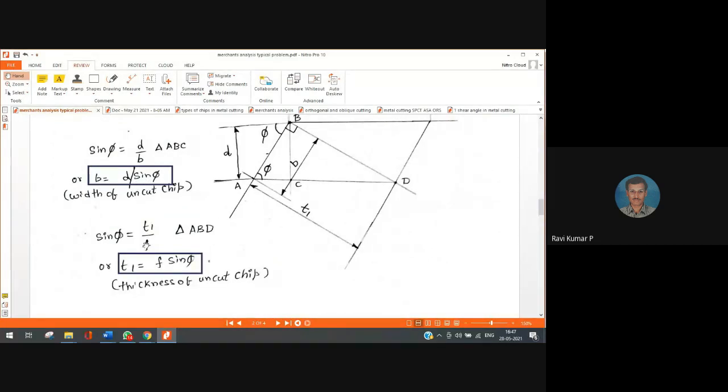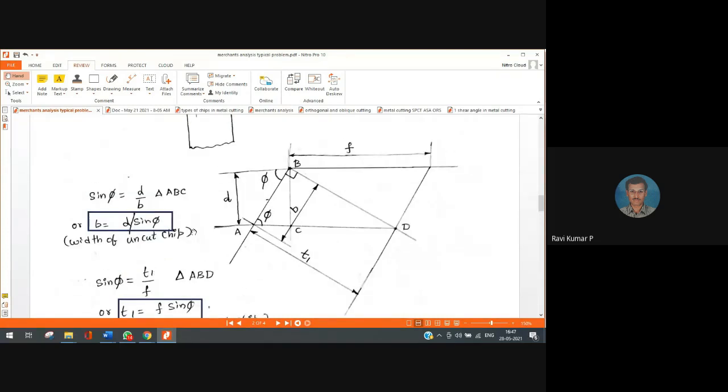B is equal to D by sin phi, T is equal to F sin phi. So if phi is equal to 90 degrees, B is equal to D and T is equal to F. If I say phi is equal to 0 degrees, what will happen? Mathematically B will go to infinity, but what will happen to T1? You observe that it is 0, but that is not true. Therefore, for this case, phi other than 0 and 90 has to be applied.